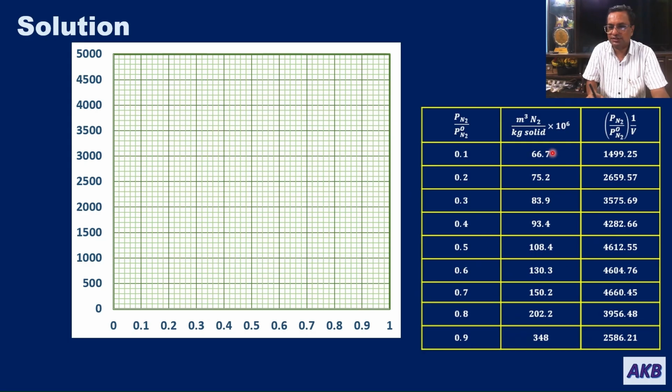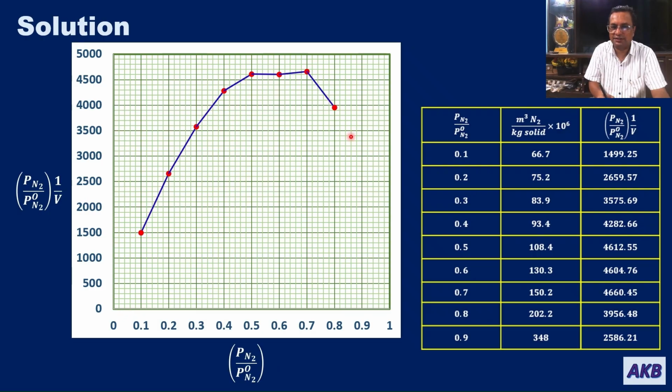So we will be using this data. On the y-axis, we are going to plot this quantity Pn2 by Pn2 naught into 1 by V. And on the x-axis, we are going to plot Pn2 by Pn2 naught. If you plot the given values, you are going to get a graph like this. Now, forget about the curve part of the graph. We will concentrate on the straight part of the graph.